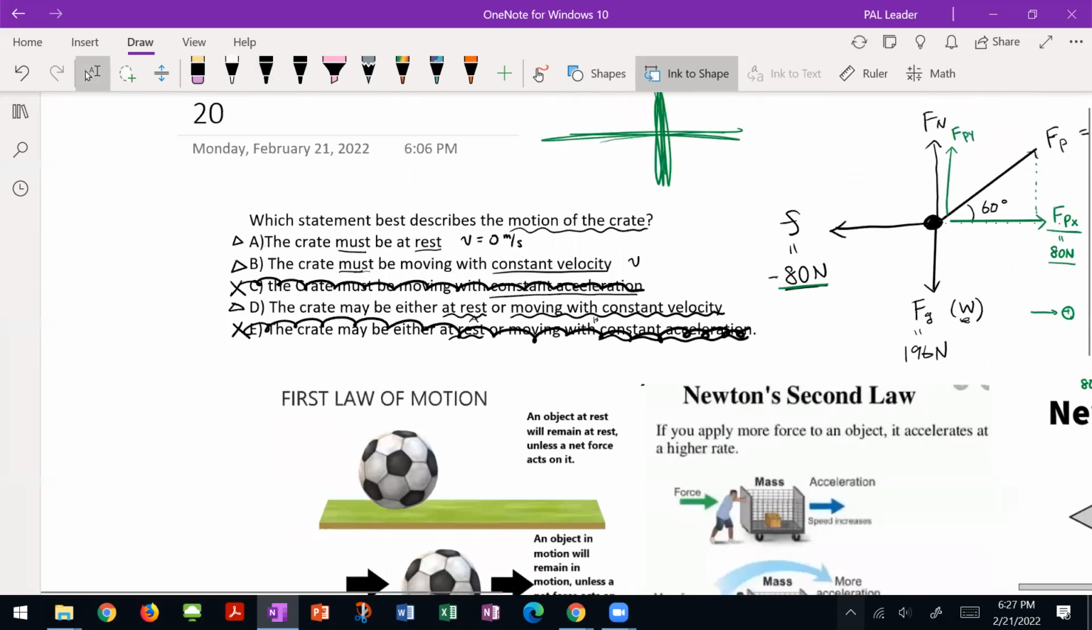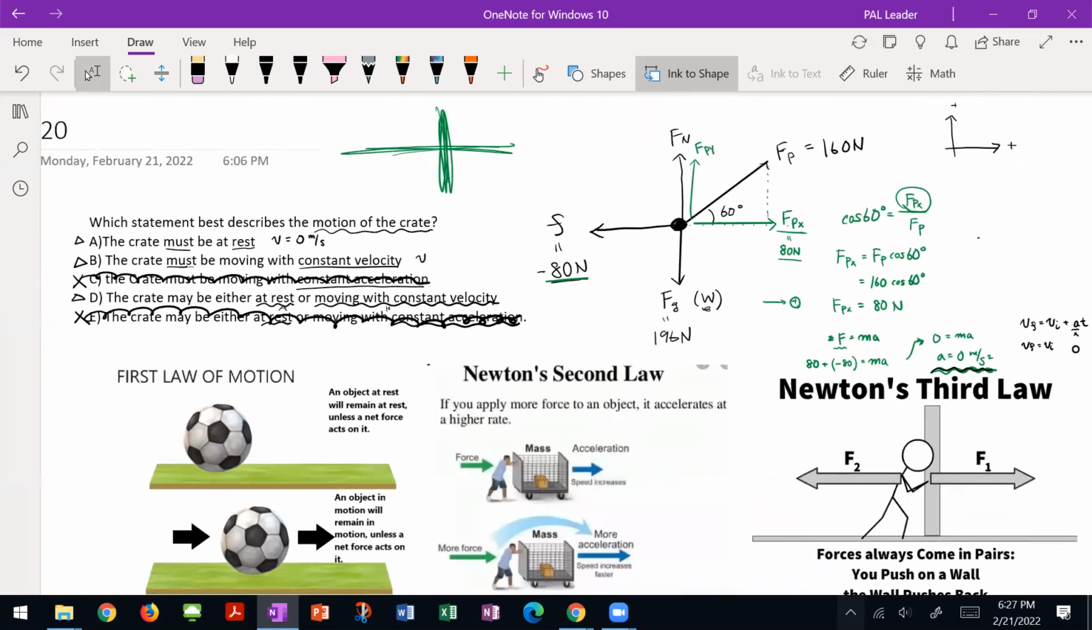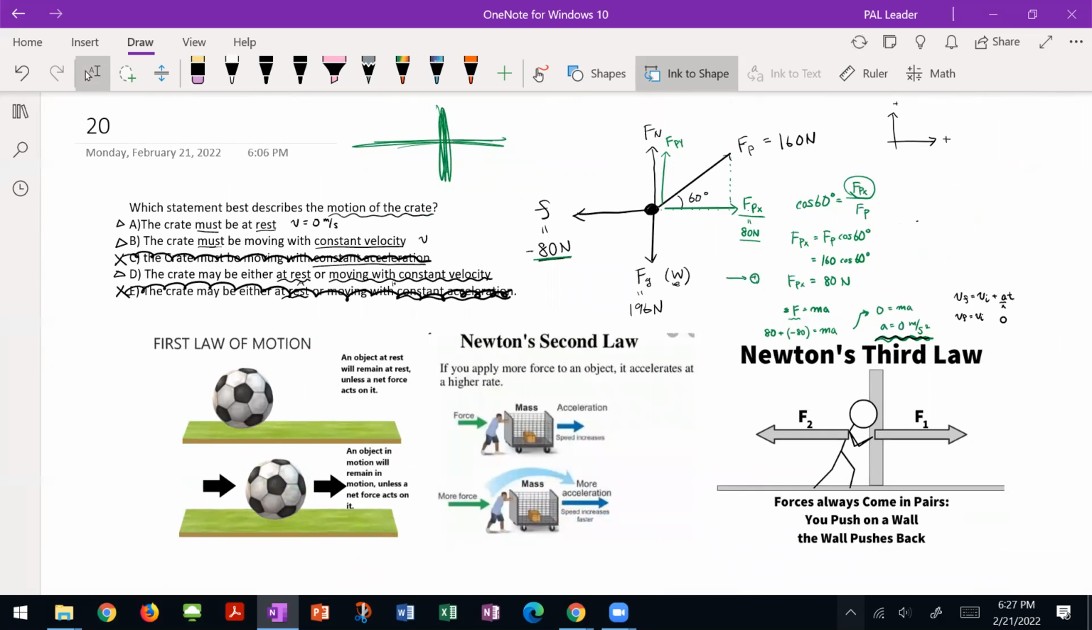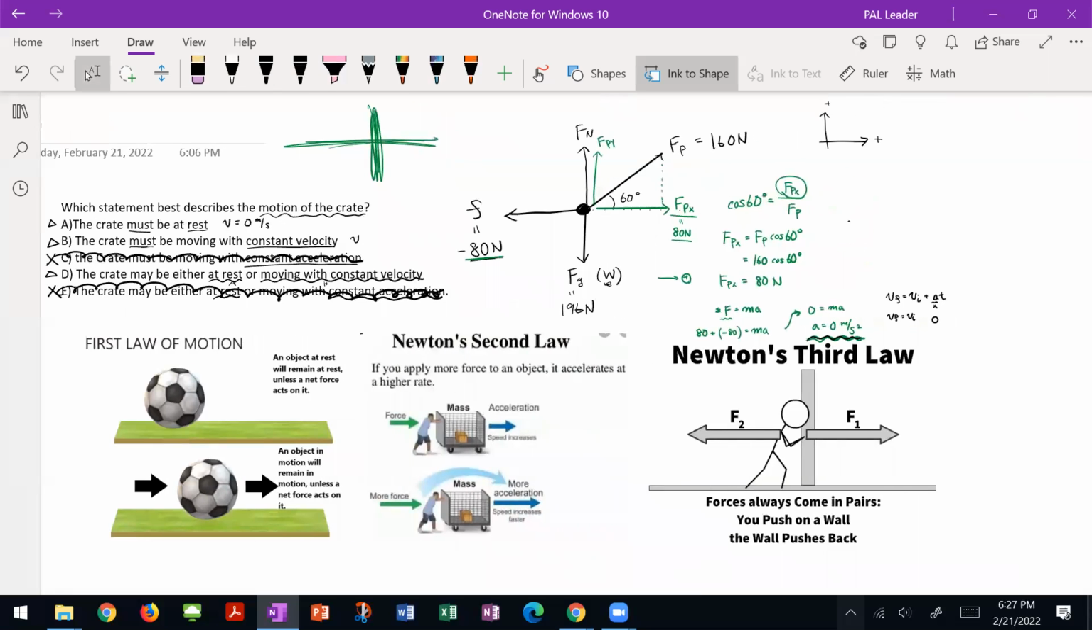Let me see if we can figure this out. I did include here the 3 laws of Newton with a little picture I found on Google. I thought I could use these while explaining it, so let me see if I can get any hints. First law of motion: an object at rest will remain at rest unless a net force acts on it. An object in motion will remain in motion unless a net force acts on it. Newton's second law: if you apply more force to an object, it accelerates at a higher rate. Newton's third law: forces always come in pairs. You push on a wall, the wall pushes back.